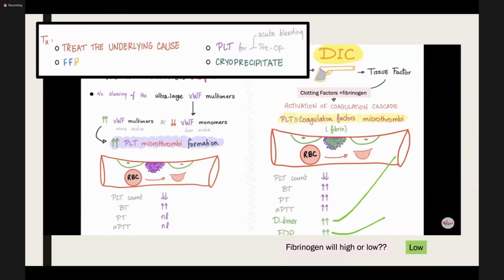How do you treat DIC? Treat whatever is causing the problem. If they are bleeding too much, give them FFP. If they are lacking factor VIII or fibrinogen, you give them cryoprecipitate. If they are low on platelets, you give them platelets. Whatever they need, you just give it to them.